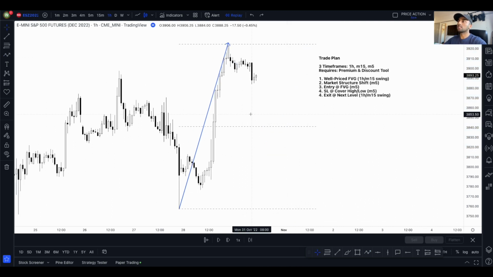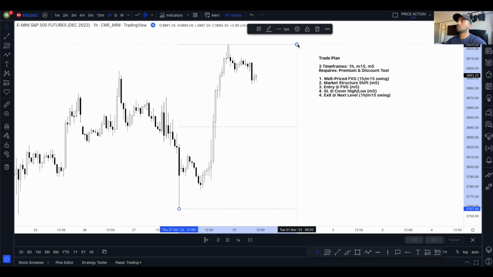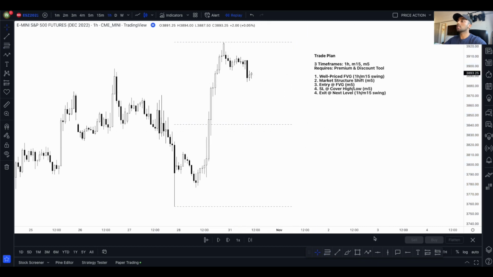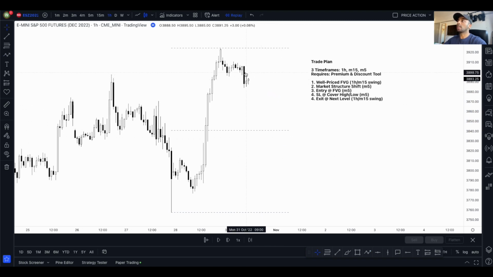Okay, but again, like I said, we can see on this hourly time frame, where is price? We said price is still within the premium. So what do we expect? We can expect price to come back down into the discount. Okay, we can expect that. That's a likelihood. So again, we can look for potential shorts.